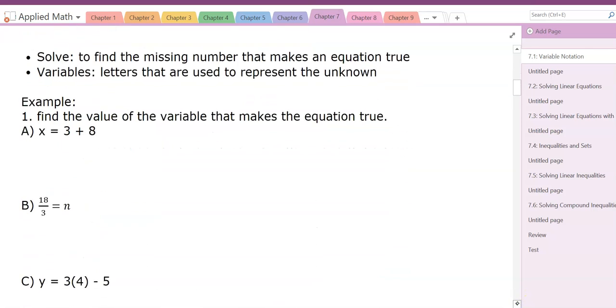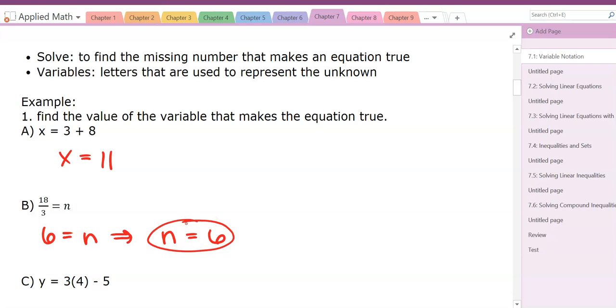So for example here, we're going to find the value of the variable that makes these equations true. This first one, we have x equals 3 plus 8. So I'm just going to add 8 and 3, and I get 11. So x would equal 11 for that first one. For the second one, I need to take 18 and divide by 3, and that's going to be 6. So we have 6 equals n, and you can always rewrite this so that the variable comes first and then your number. A lot of times people like to rewrite it because that's normally how we see it. It makes a little bit more sense to us to read it that way, the letter first and then the number.